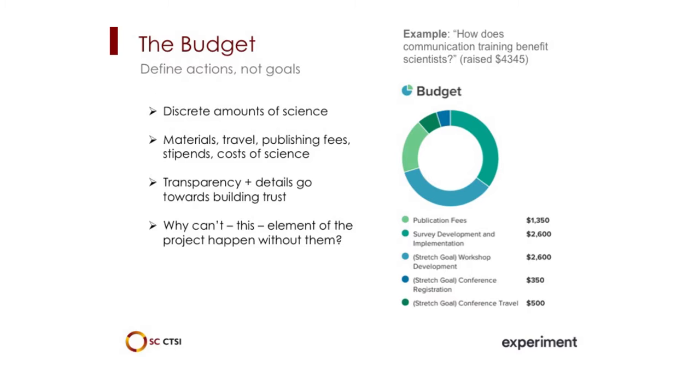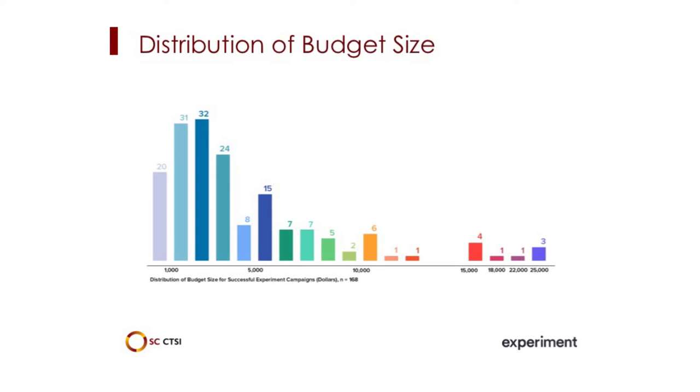And so here's an example of just a simple budget breakdown. This was a project we funded that was through a class doing science communication, but you can see that some of the costs were publication fees, survey costs, et cetera. And so we put this up on the project page to make it very transparent. So this is just a very quick breakdown of all of the funded projects that we've had on Experiment.